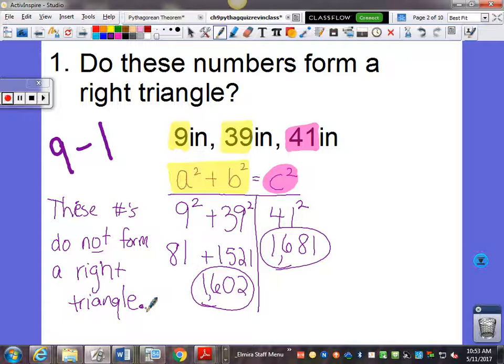If you're in my class, writing yes or no on these is not going to be sufficient. That's a pretty generic answer. I want to hear in words that you understand what it means when they're not equal. Okay?